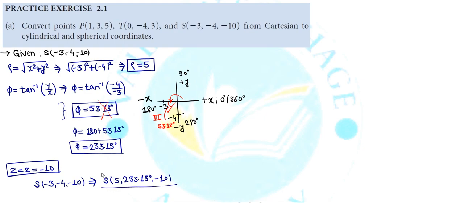So we are done with the very first part of the numerical. We have converted the Cartesian coordinates into cylindrical ones. Now we are left with this one. So in the next part, we are going to convert this Cartesian system into the spherical coordinate system. Okay, so we will move on to that.